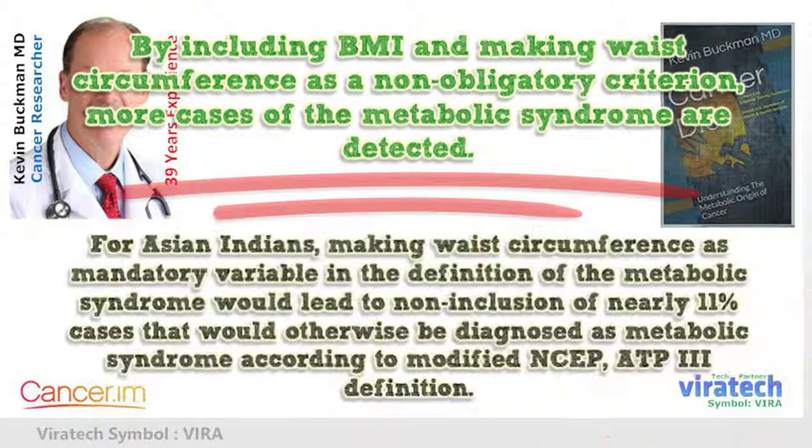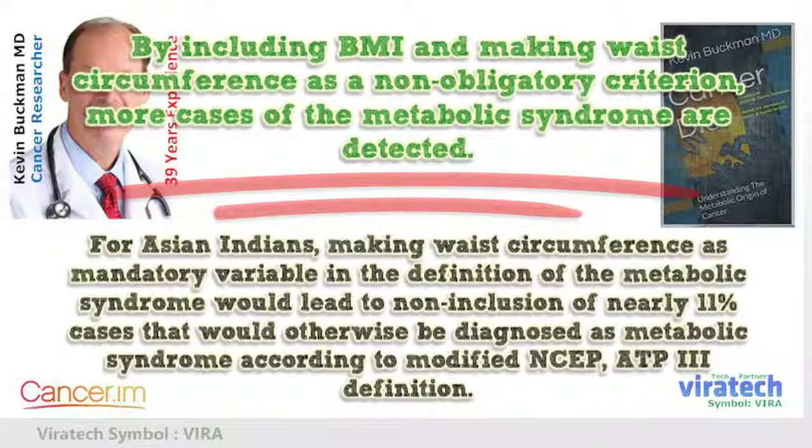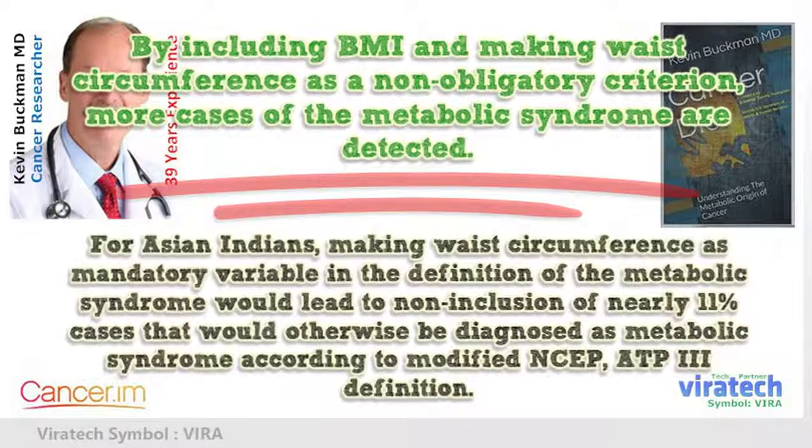For Asian Indians, making waist circumference a mandatory variable in the definition of the metabolic syndrome would lead to non-inclusion of nearly 11% of cases that would otherwise be diagnosed as metabolic syndrome according to the modified NCEP ATP3 definition.